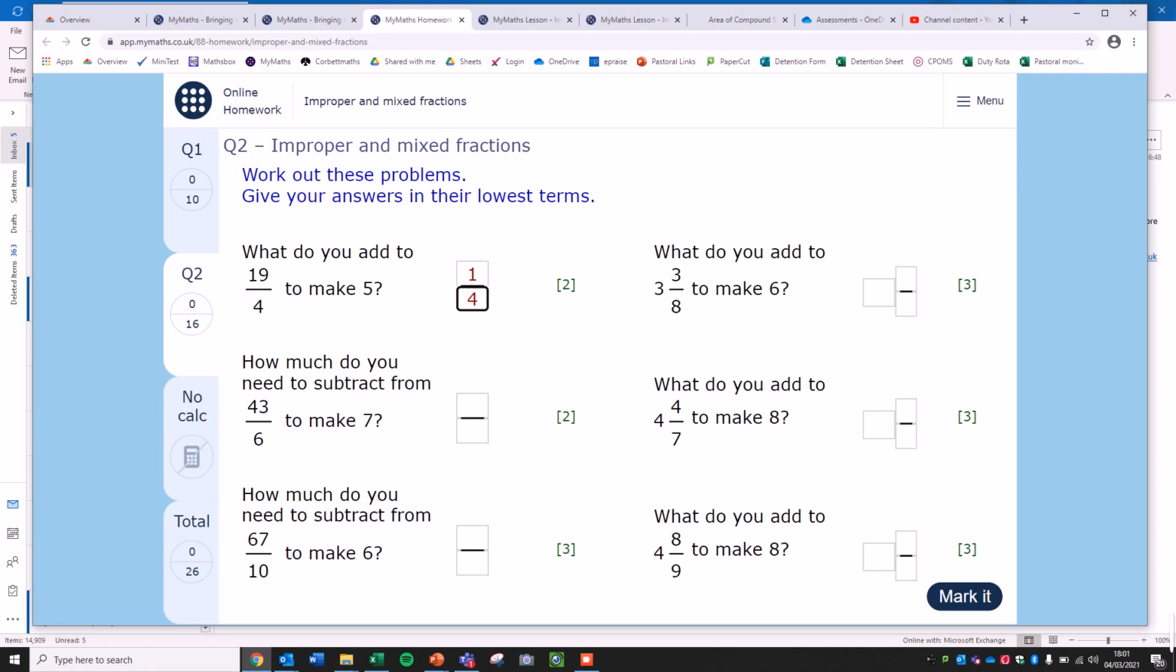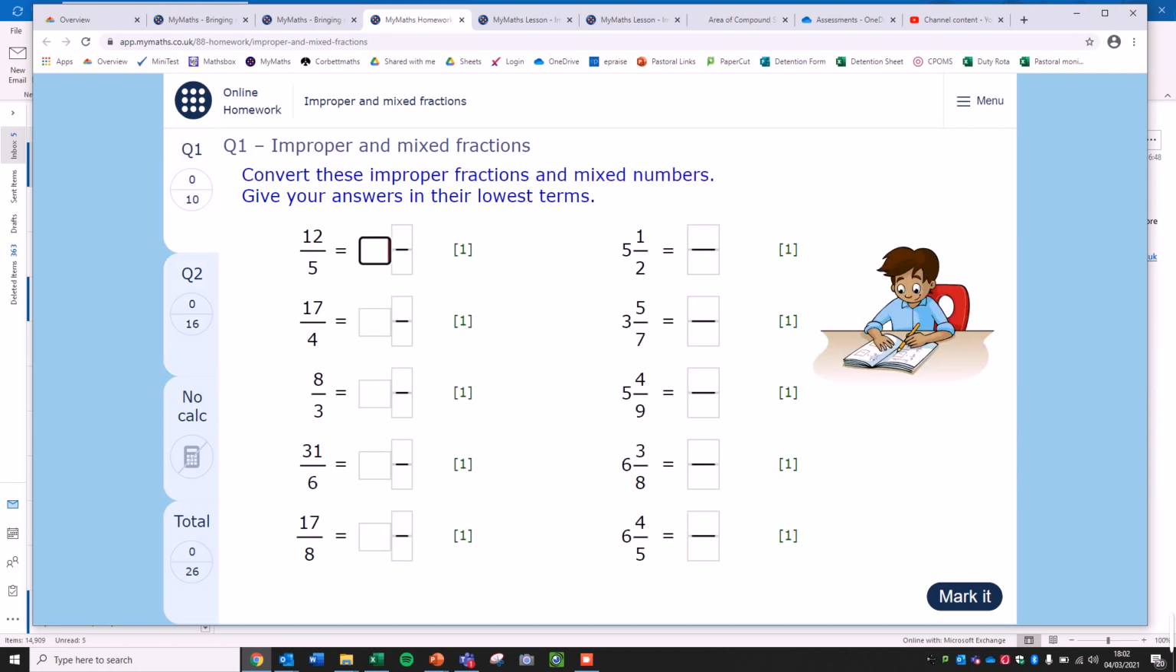When you do this one, draw a diagram of 43/6 and then see how much more it is to up to 7 wholes. For this one, draw a diagram of 3 and 3/8 and then see how much more you have to draw on to make it up to 6. These ones will be a bit trickier. Some of you might find them a bit tricky, but have a go. Hopefully these ones we're going to all aim for 100%.